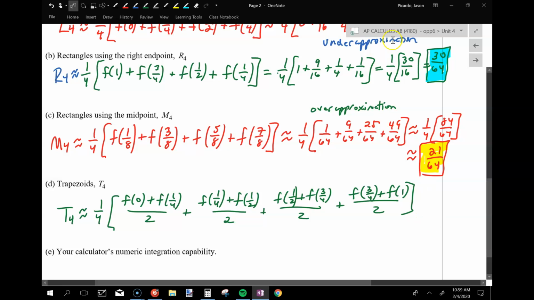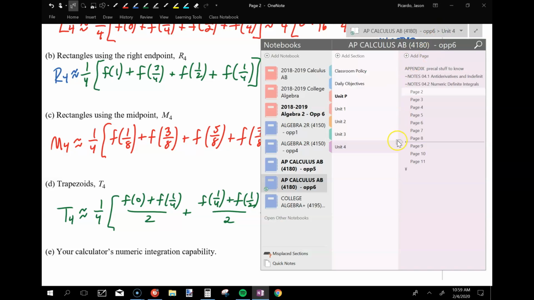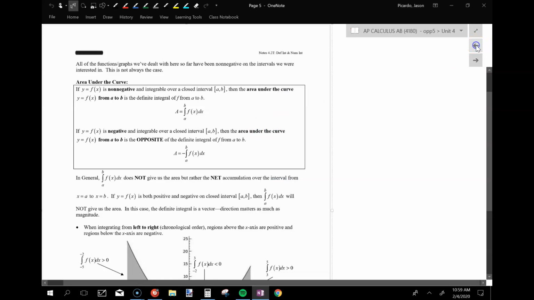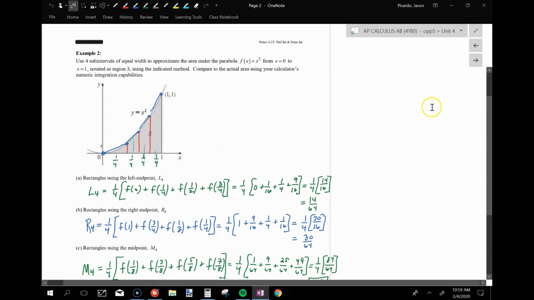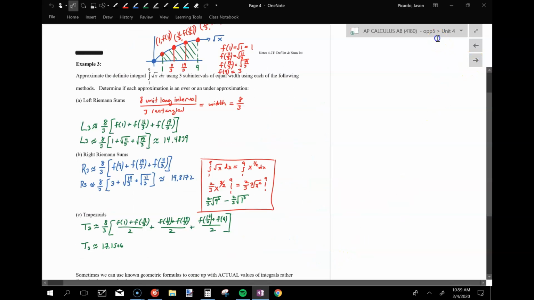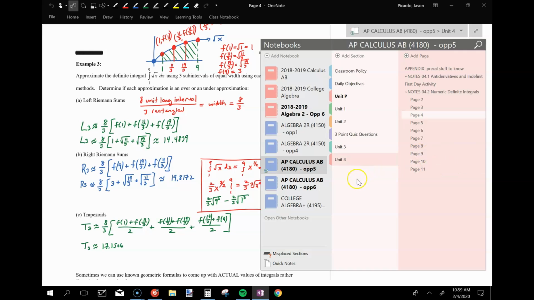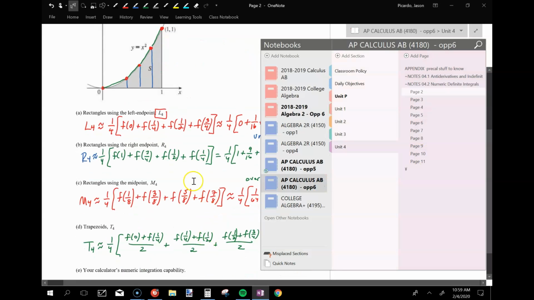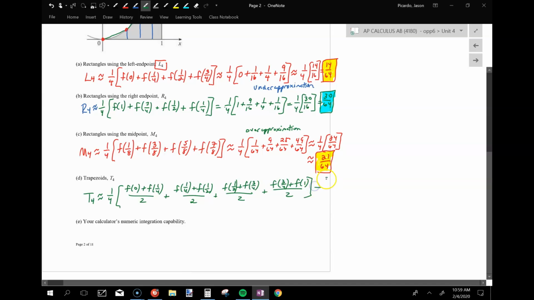And I promise you, I did it yesterday. So let me check and see what the real answer is. 22/64. All right, 22/64. Sweet. I feel really good about that because it's really close to the midpoint. So it probably is pretty good, right?